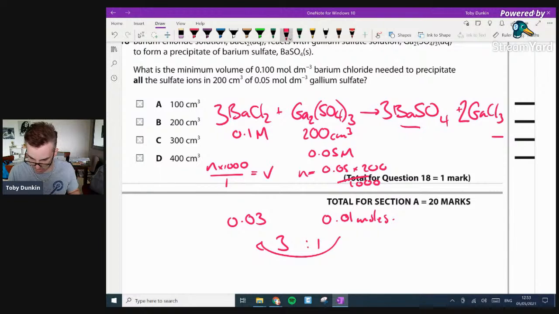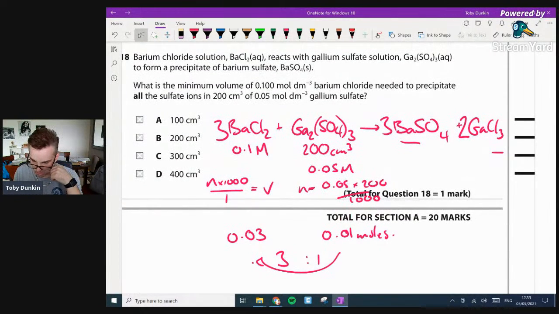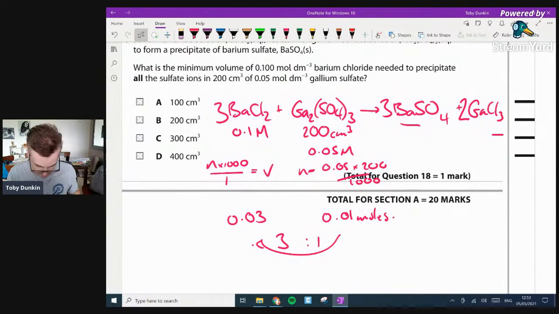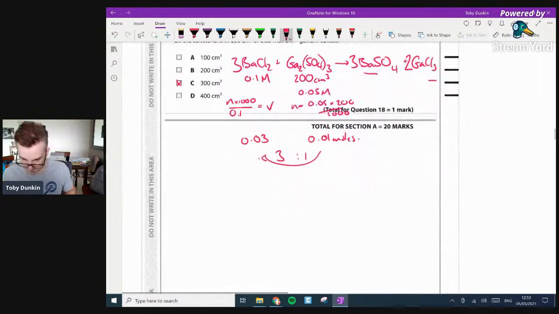Number of moles of gallium chloride, 0.05 multiplied by 200 divided by 1,000, 0.01 times by 3. Oh, yeah, all the sulfate ions. Yes, that should work. 0.03 times by 3 to get to barium chloride. Now times that by 1,000 divided by 0.1. It's giving me 300. The answer is C. Done.